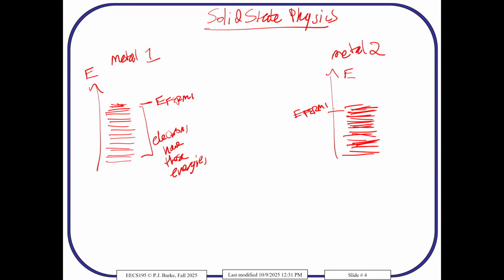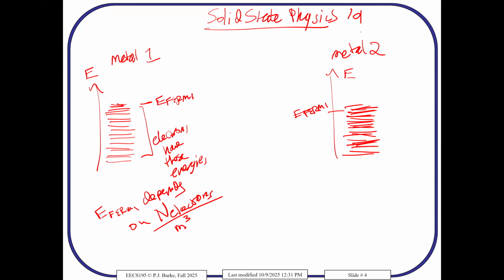One key result is that E Fermi depends on the number of electrons per meter cubed. So it doesn't depend on the total number of electrons, it actually depends on the density of electrons. So different metals have different density, so different metals have different Fermi energy. So that's solid state physics 101.